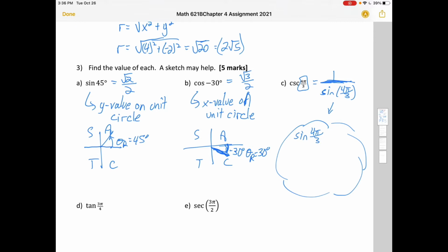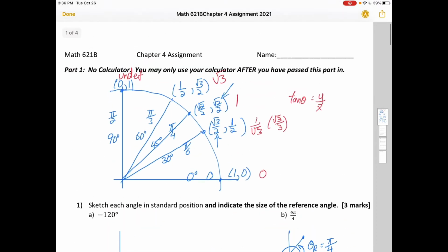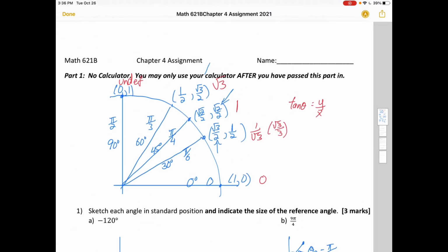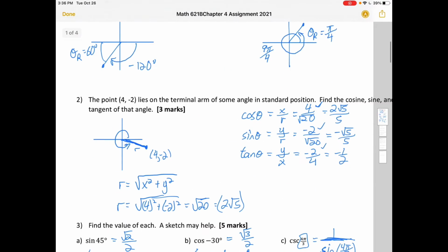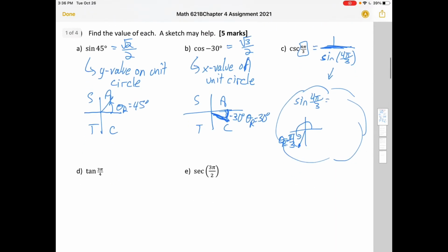But again, notice I didn't do anything to the angle. If I draw 4 pi over 3, it's like 240 degrees, looks like this. It's going to have a reference angle of pi over 3. Okay. So that lets me go to my unit quarter circle and say, what's the y value at pi over 3? Hey-o, it's root 3 over 2. So the sine of 4 pi over 3 is root 3 over 2. It's in a quadrant where sine is negative, so it's going to be negative root 3 over 2.